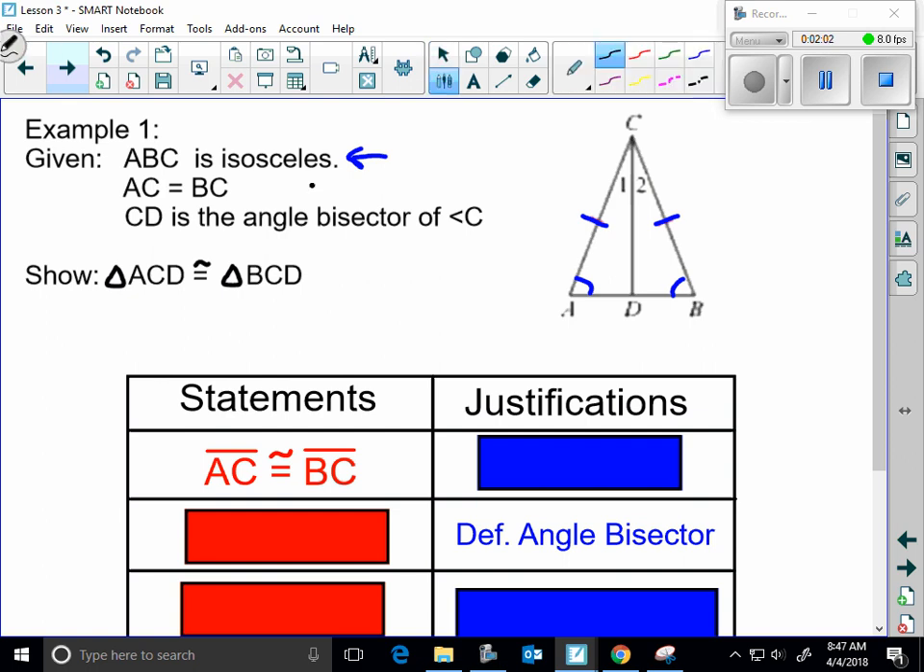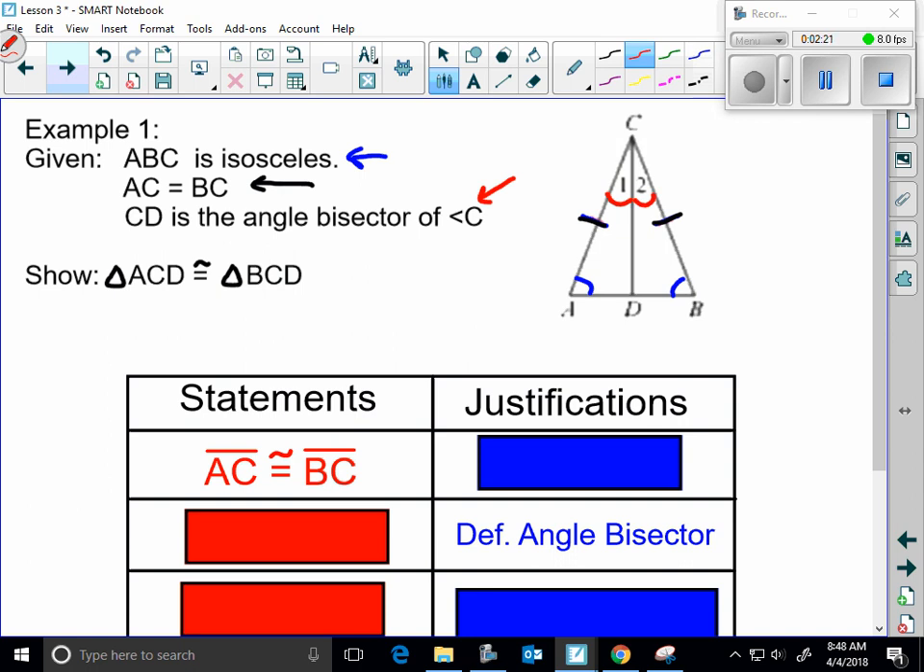I also know AC equals BC. Well, we already marked that, right? There and there. So I go on to my third item here, which is CD is the angle bisector of angle C. Now, angles 1 and 2 are congruent.